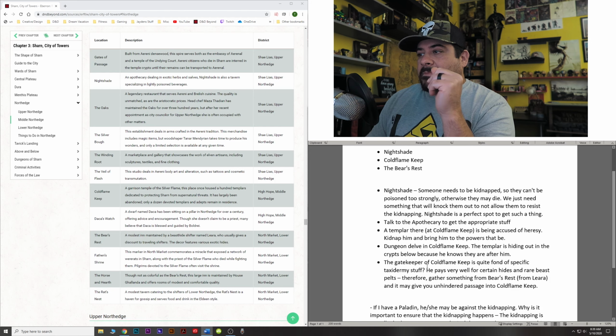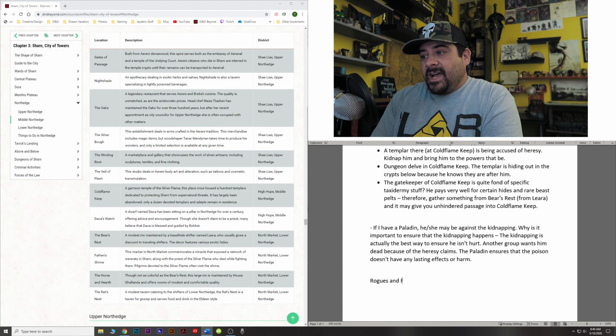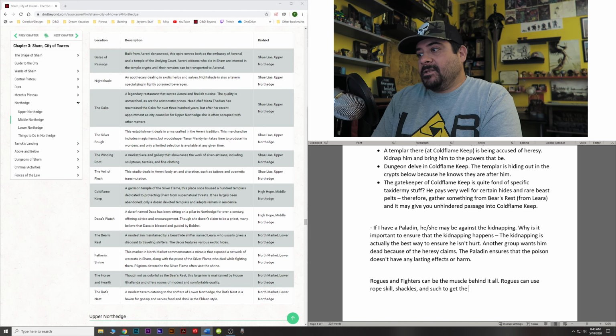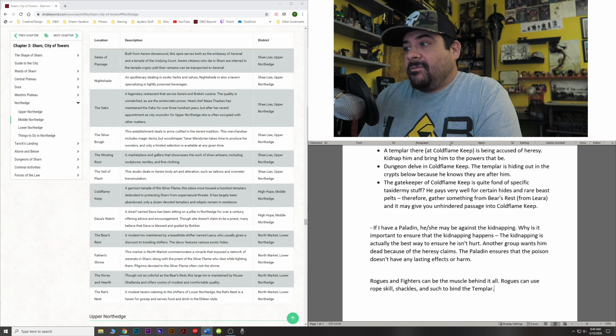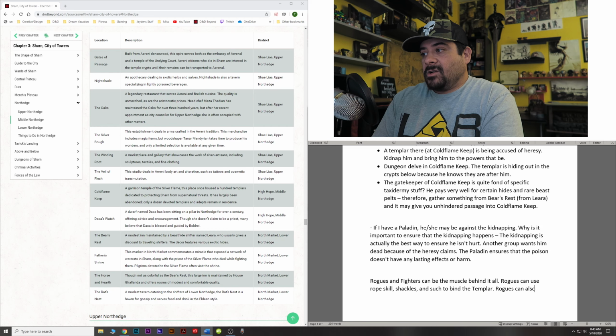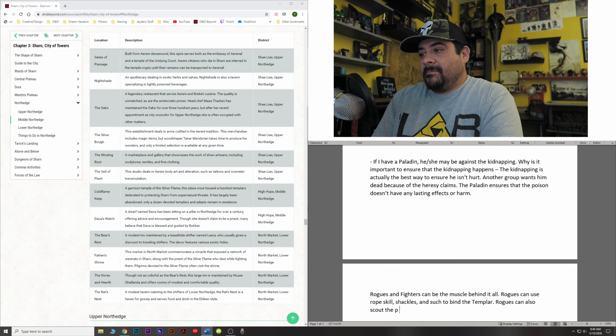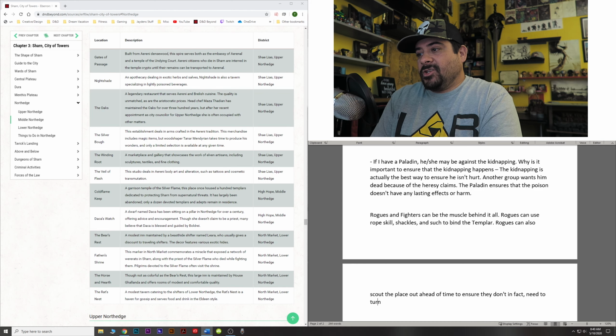Okay? Cold Flame Keep. So rogues and fighters can be the muscle behind it all. Rogues can use rope skill, shackles, and such to bind the Templar or whatever his name, right? Yeah, whatever he is. Okay? Rogues can also scout the place out ahead of time to ensure they don't, in fact, need to turn this violent.